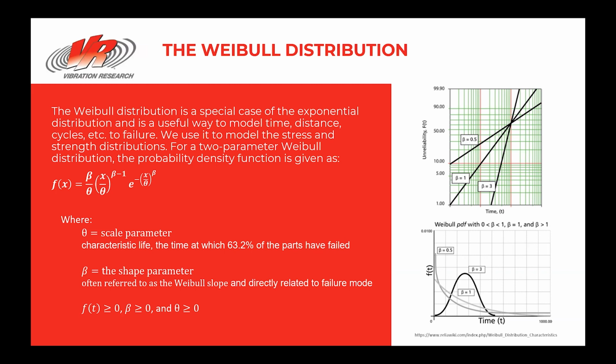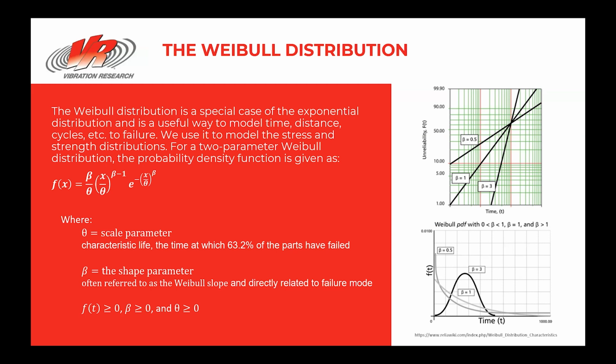Although many distributions can be used for this process, or to represent failure rates, the Weibull distribution has such plasticity to cover a broad array of circumstances that it is commonly used and will be what we describe in this webinar. The Weibull distribution is a special case of the exponential distribution and is a useful way to model time, distance, cycles, etc. to failure. We use it to model both the stress and strength distributions.